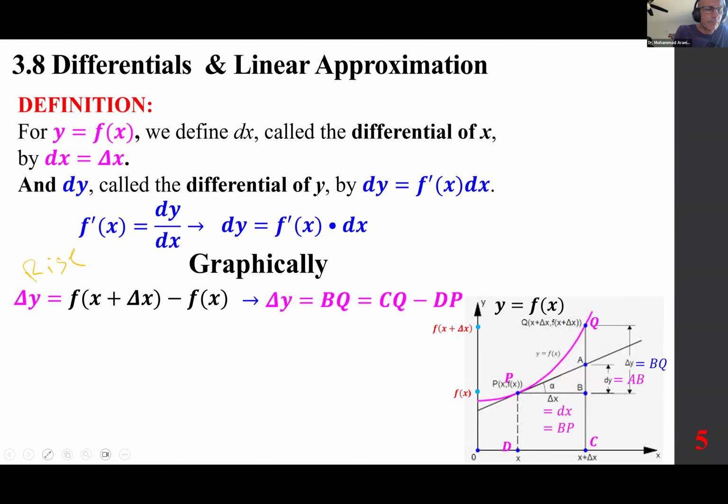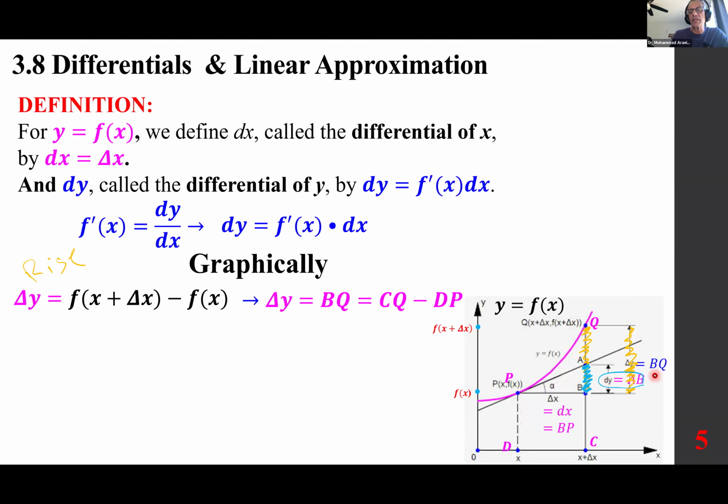In other words, this distance is delta y. Now dy, if you draw a tangent line, this distance is the rise along the tangent line. So that distance is dy, or AB.